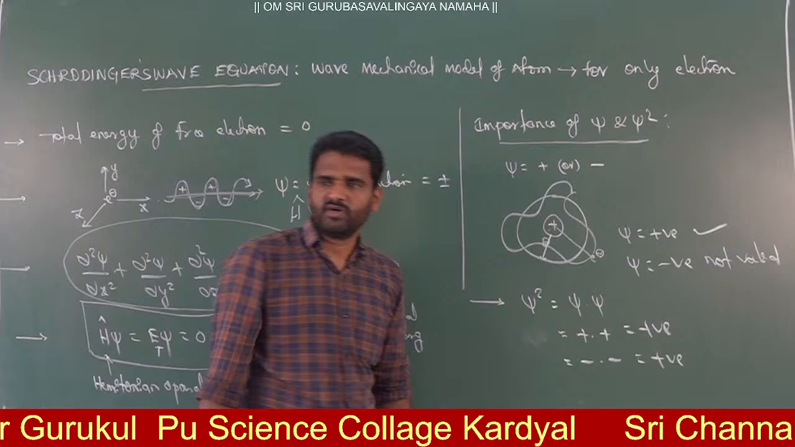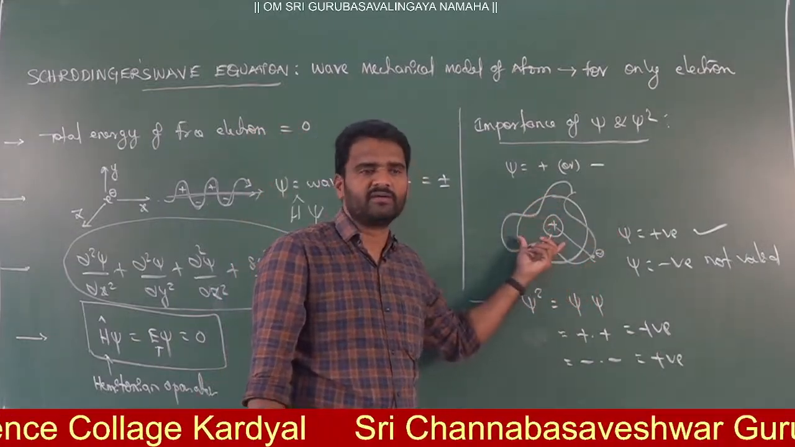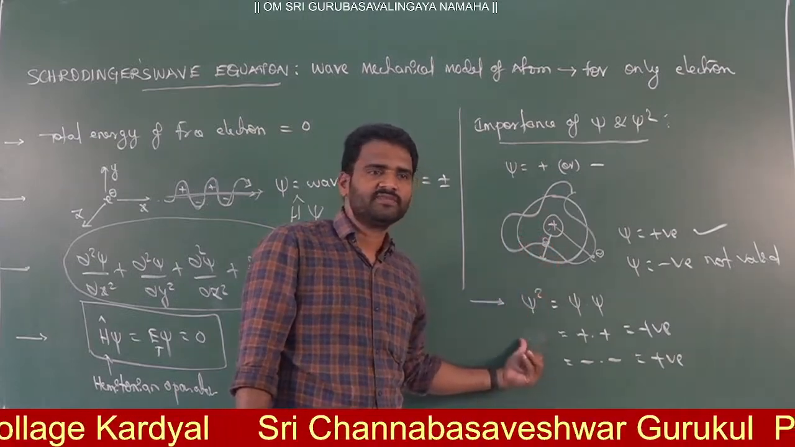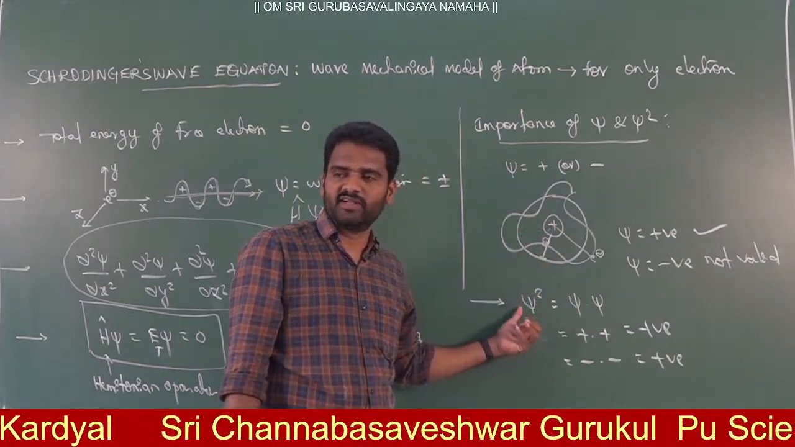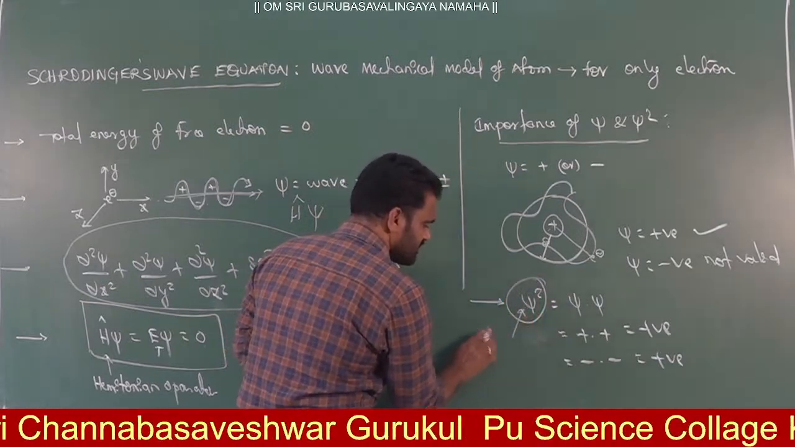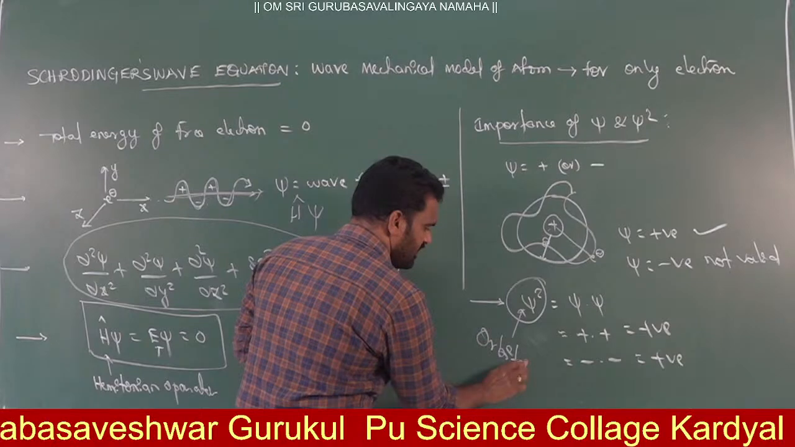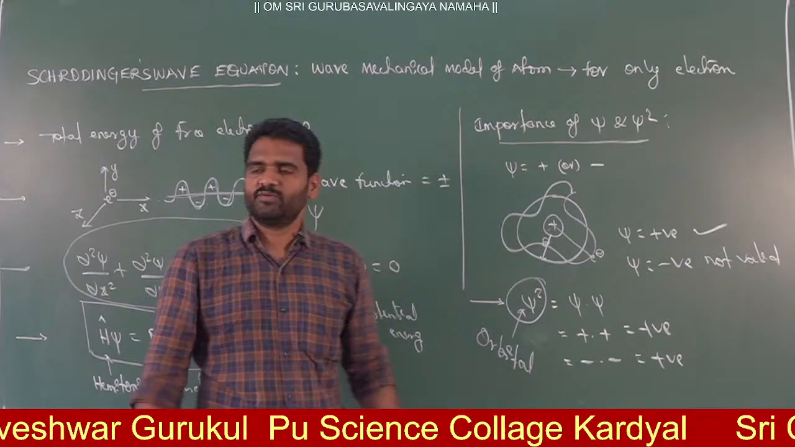That means, which one has importance to find the position of the electron in the atom, psi or psi square? Psi square is very, very important. Now here psi square is nothing but orbital. This psi square is nothing but orbital. So where is the position of the electron in the atom actually?